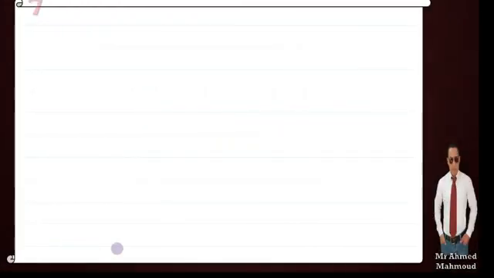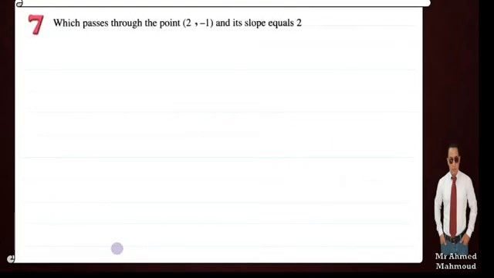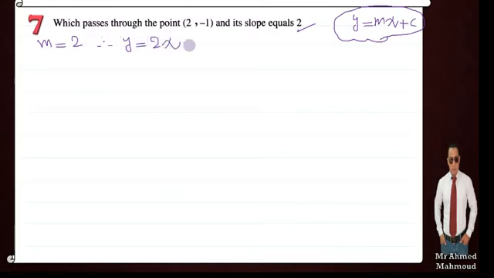Here in number 7, the line passes through the point (2, negative 1), and the slope equals 2. Here, don't forget y equals mx plus c. This is the form of the equation of a straight line. m equals 2 from here. Therefore, y equals 2x plus c. I put 2 in place of m, then y equals 2x plus c.